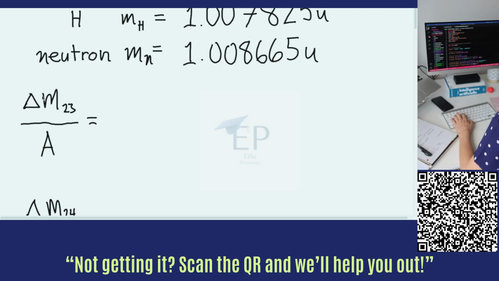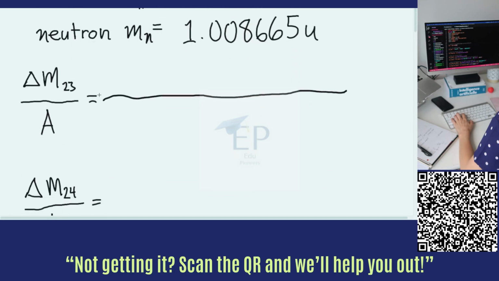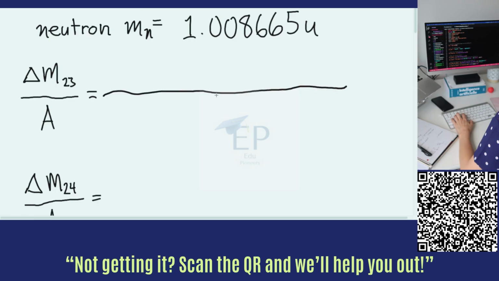So to find the binding energies of each of these isotopes, we need to find the change in mass, from the combined mass of the constituents minus the mass of the assembled atom. And then we divide that change in mass by the total number of nucleons in that atom. So this will be a fractional quantity. We'll draw ourselves a big division symbol here. And we already know in advance that the sodium-23 isotope has an atomic mass number of 23, so its denominator will be 23.